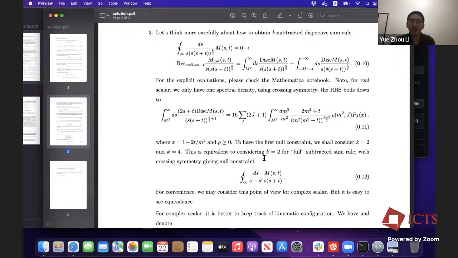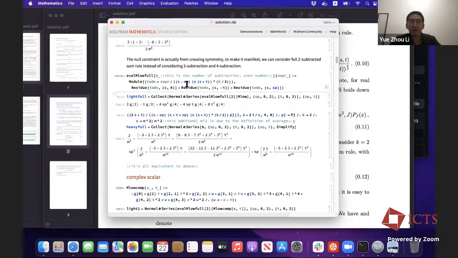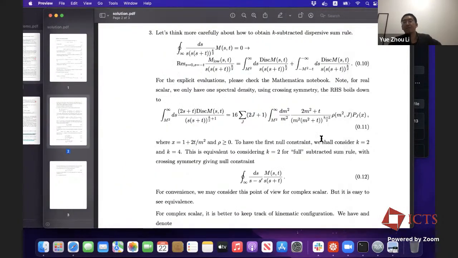These two things are equivalent in the sense that we can start with the twice subtracted sum rule and get a result. But now we expand in both s prime around s prime equals zero and t equals zero. So it's actually equivalent. It's shown here that this is the full thing divided by s minus s prime. We can evaluate the low-energy part, but now we expand in both s prime and t. Again, G4 appears several times, but only two of them are independent. It gives an independent null constraint. So this is a difference, but it's actually equivalent.